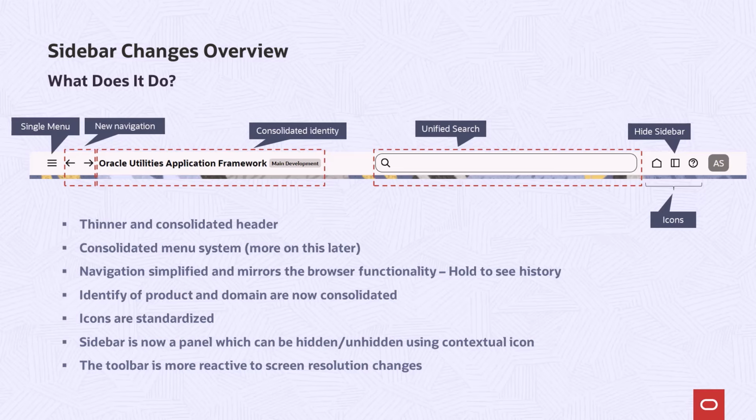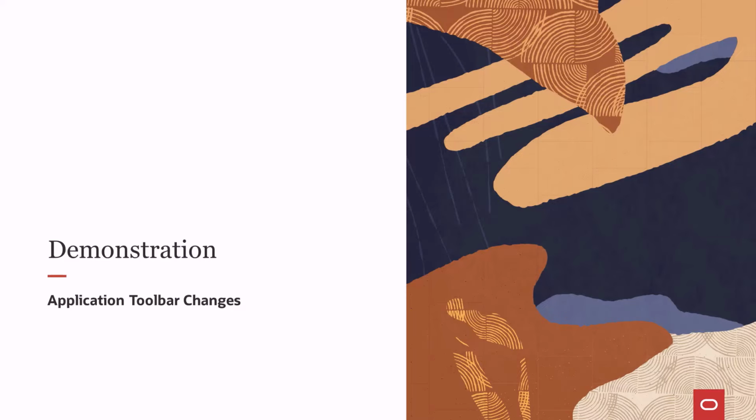Navigation mirrors a typical browser with forward and back arrows. Holding the arrows will display your history just like the browser does. Identity of the product and service with your domain, if the domain name is configured, is now shown. Icons are now used in the standard way. For some products, you might see other icons for quick navigation. The sidebar is now a panel with a dedicated close and open icon on the application toolbar. Additionally, the toolbar will react to resolution changes more appropriately, only hiding content when necessary. Now let's take a look at the application toolbar changes.